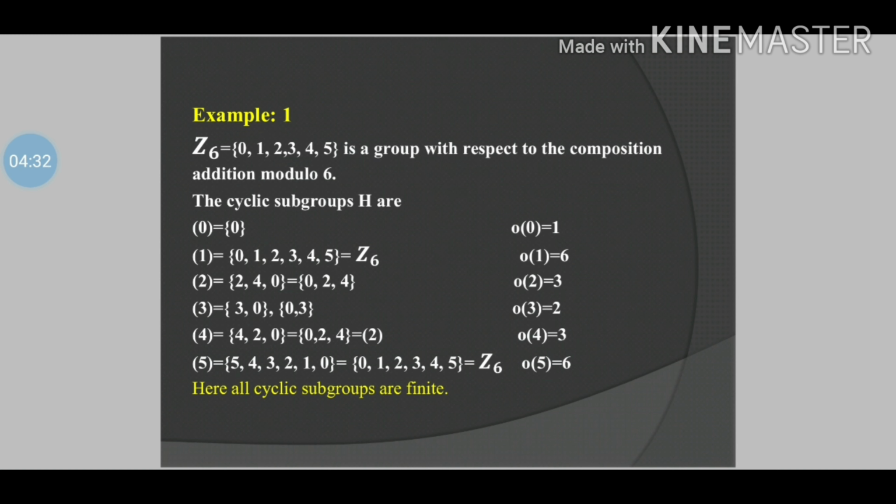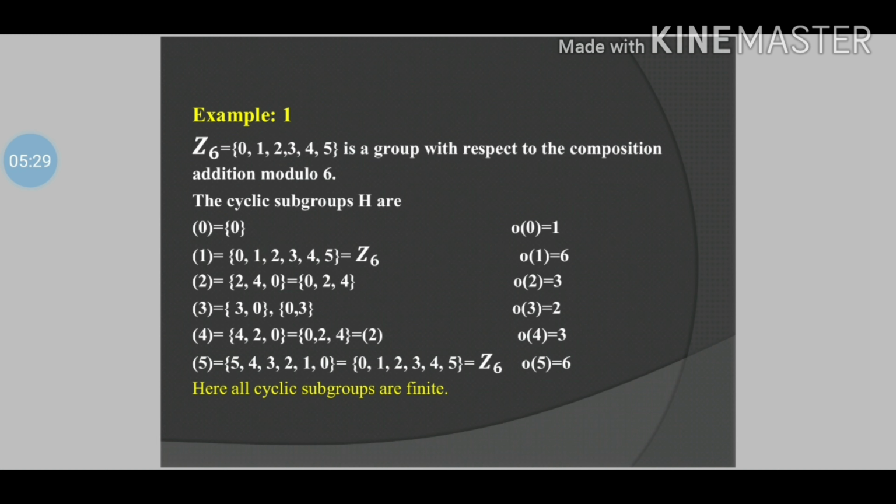Second subgroup is cyclic 1. Cyclic 1 means using 1 we consider all the powers of 1: 1 raised to 1, 1 squared, 1 cubed, 1 raised to 4, 1 raised to 5 and the last one, 1 raised to 6. Here addition is the binary operation, so 1 squared means 1 plus 1, that is 2. 1 cubed is equal to 1 plus 1 plus 1, that is 3. Likewise, 1 raised to 6 is equal to 1 plus and so on, 6 times, that is 6, and 6 means 0 in Z6. Therefore, cyclic 1 is equal to Z6 itself, and the order of the cyclic subgroup is 6.